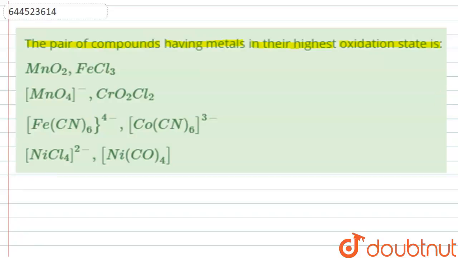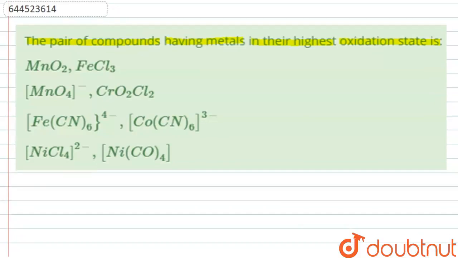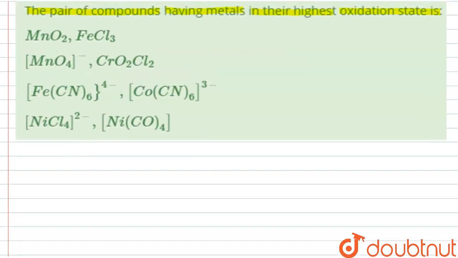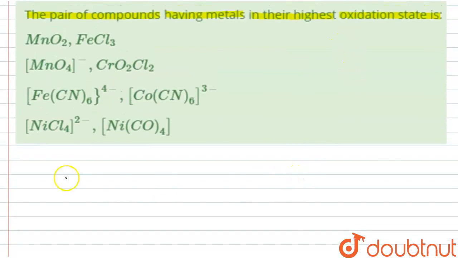To solve this question, first of all, we will have to write down the electronic configuration of all the cations that have been given here, in their ground state. So let us take them one by one. The first one that we have here is manganese, which has the atomic number of 25 and has the electronic configuration 3d5 4s2, right?